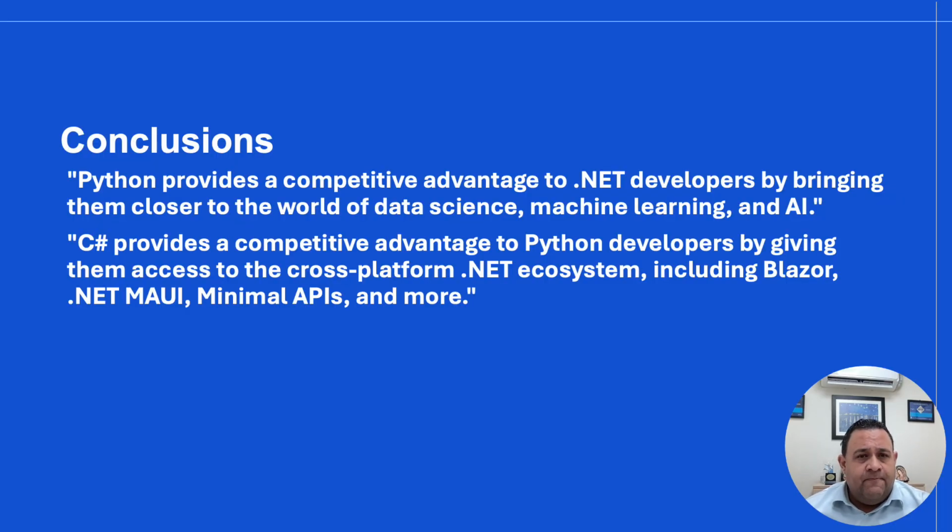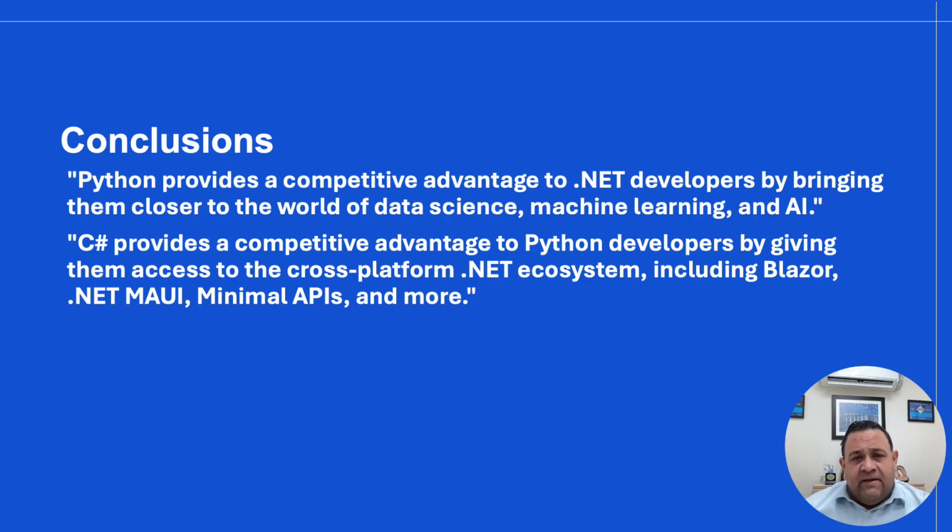Conclusions. Combining technologies expands developers' capabilities, allowing them to enhance their projects by integrating different programming languages. It makes it easier for Python developers to access the advantages of .NET technology. It also helps .NET developers get closer to data science and AI technologies available in Python and its libraries.